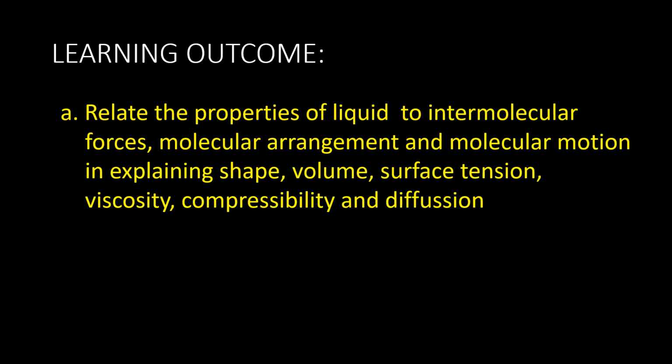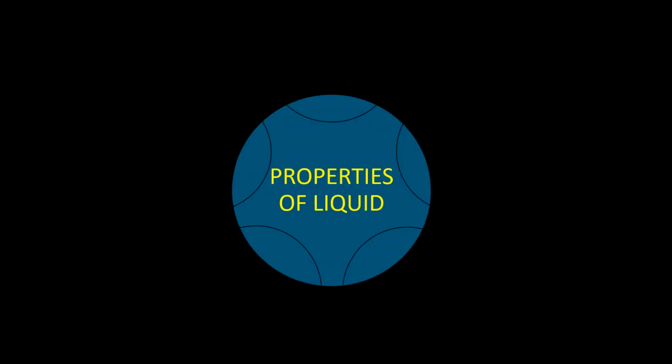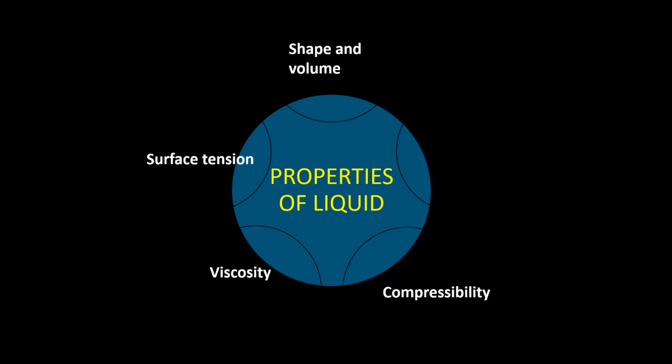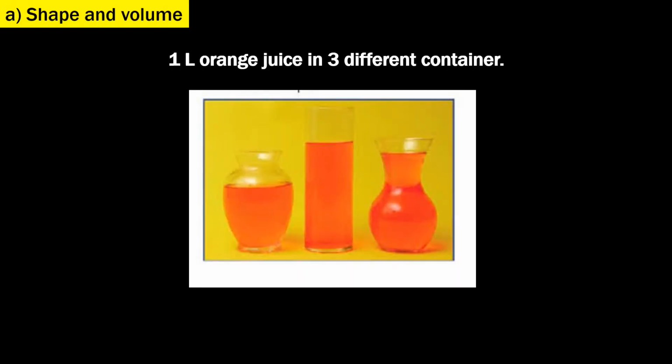Before we proceed with the lesson, I hope at the end of this lesson, you are able to relate the properties of liquid to intermolecular forces, molecular arrangement, and molecular motion in explaining shape, volume, surface tension, viscosity, compressibility, and diffusion. The five properties of liquid we're going to discuss are shape and volume, surface tension, viscosity, compressibility, and diffusion.